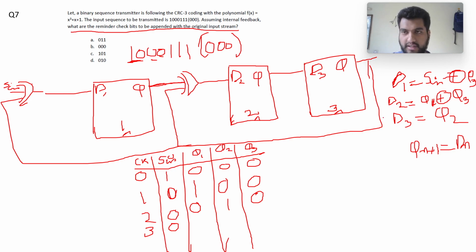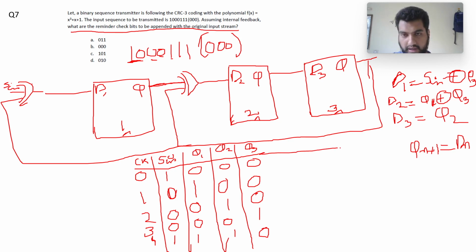D1 was equal to S in XOR with Q3, so 0 XOR with 0 is 0. D2 was equal to Q1 XOR with Q3, so 0 XOR with 0 is again 0. And D3 was equal to Q2, and Q2 was 1, so it will be 1. Now clock cycle 4, we have this 1, so this will be 1. S in XOR with Q3 is 0 XOR with 1 was 1, 0 XOR with 1 was 1, and 0 was 0, so 1 1 0 for clock cycle 4.